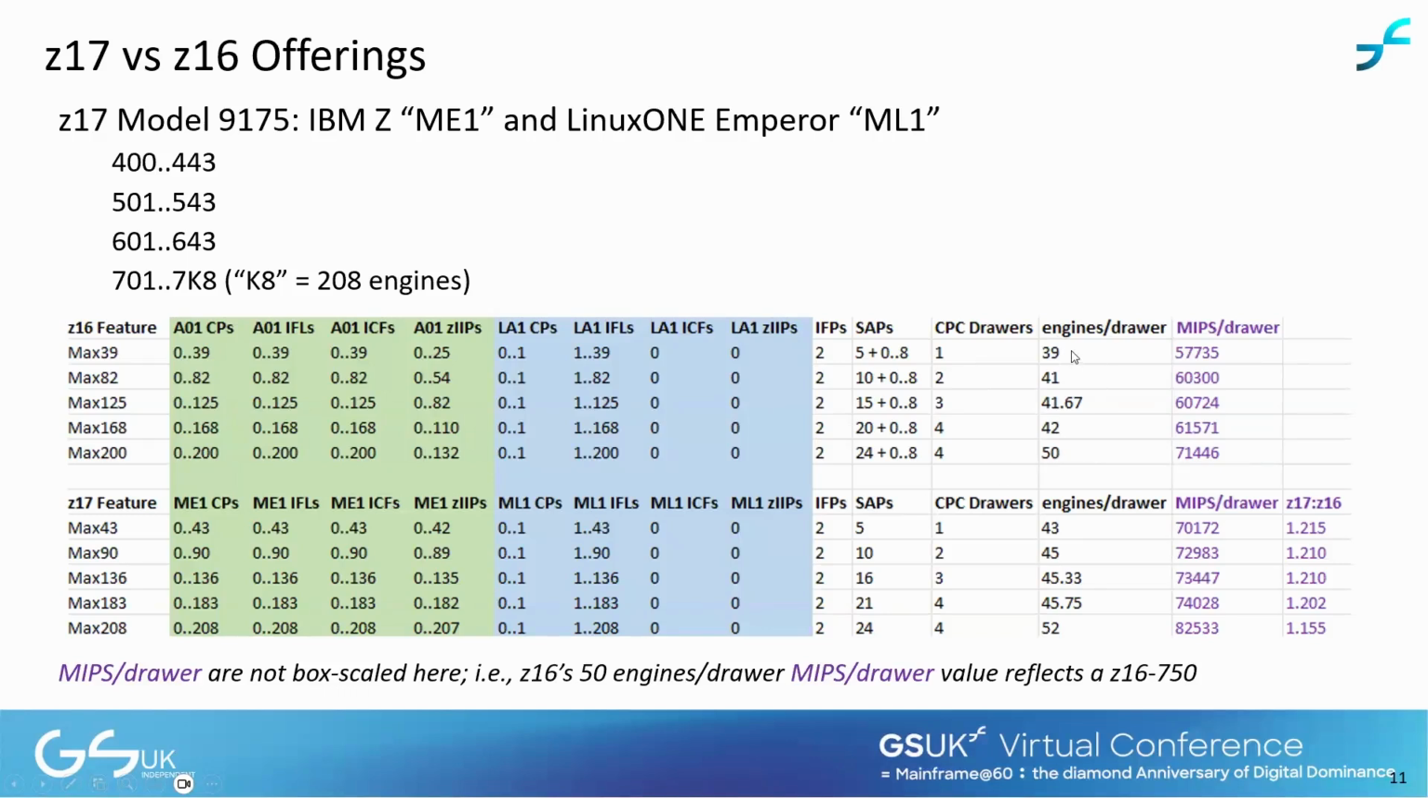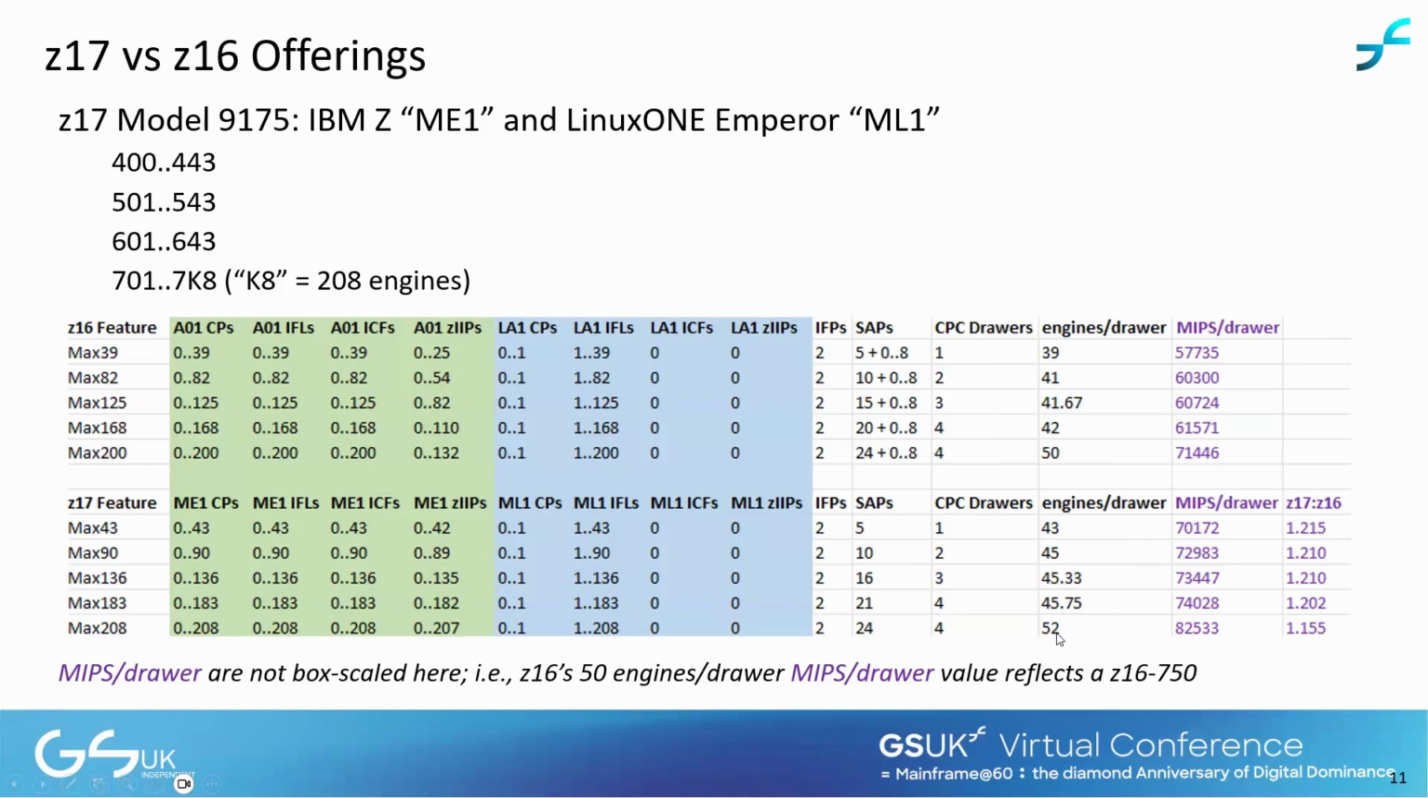And you can see, like on the Z16, the standard drawer size was about 41 engines, and then it jumped up to 50 for the large. Do the same thing for Z17. The average standard drawer is somewhere around 44, 45 engines, and then the maximum jumps up to 52.